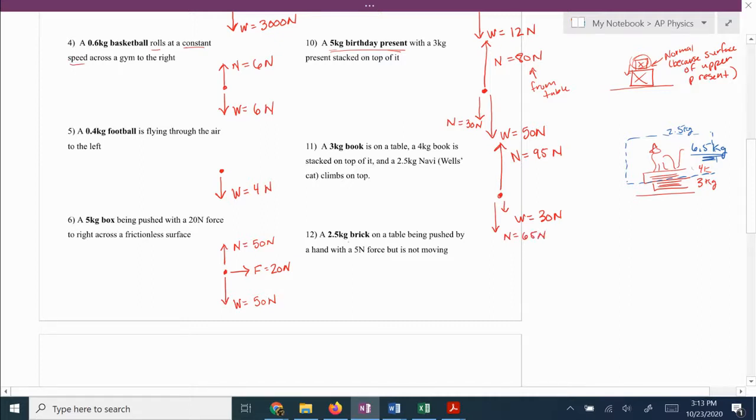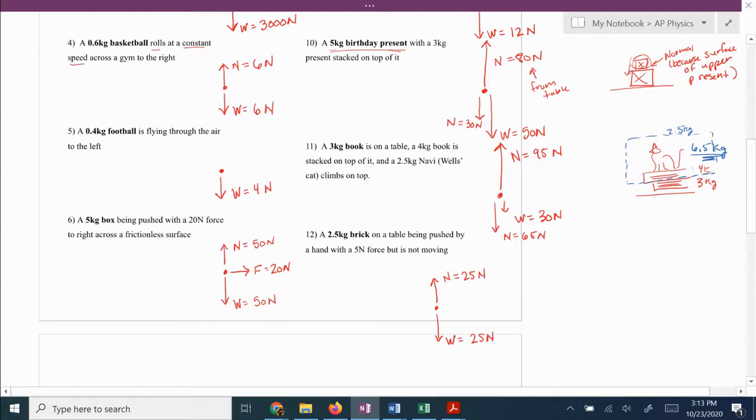Okay, we have a 6.5 kilogram book on a table being pushed by a hand with a 5 newton force, but is not moving. So we have our weight force, or our force of gravity, so that's 2.5 times 10, so that's 25 newtons. We also have the normal force, which is going to be the same.